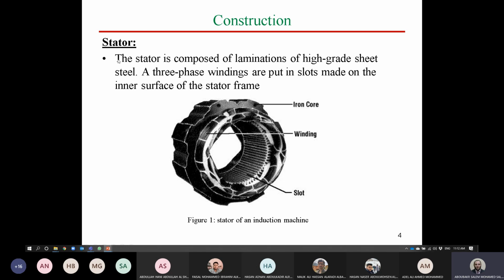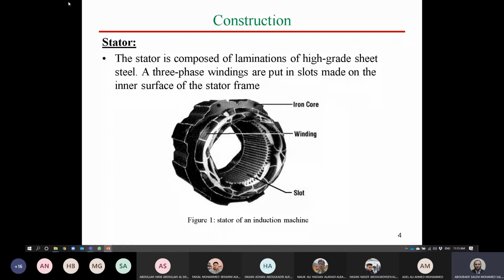Stator and rotor, these are the main components of the induction motor. Of course, guys, when we say the components of the induction machine, we have mechanical parts and electrical parts. For the mechanical parts, we refer to the structure of the motor, which is composed of the stator core, rotor core, shaft, and bearings. All of these are the mechanical structure. And we also have the electrical structure, which is the windings.